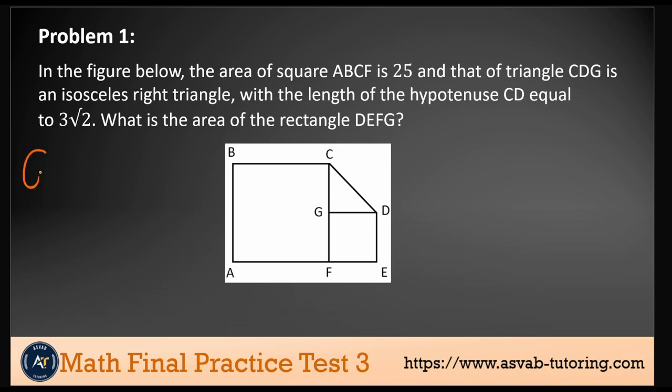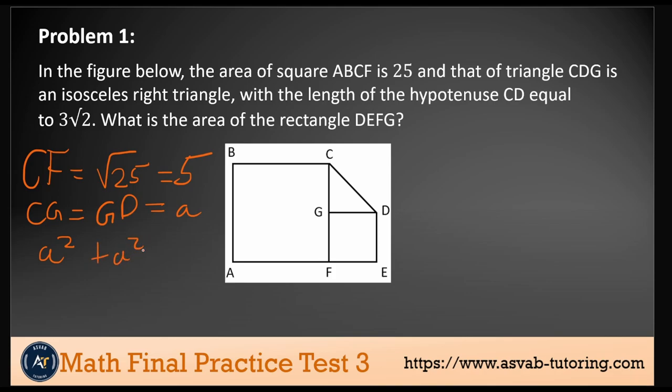So we have the side CF. The side CF is the square root of 25, and that gives us 5. Now we can see that CG equals GD equals a. Small a, by the way, not large A. So if we have a squared plus a squared, we've got 3 multiplied by the square root of 2, and the entire thing is squared.